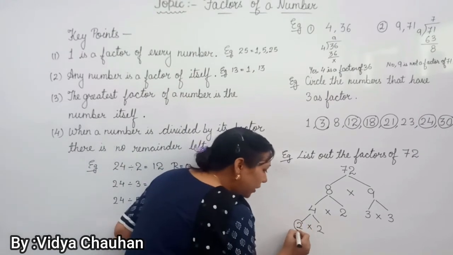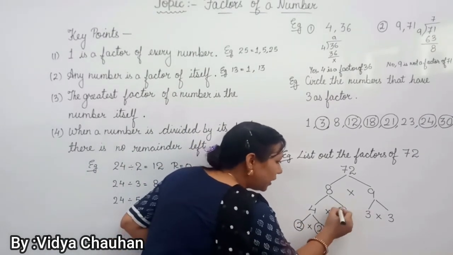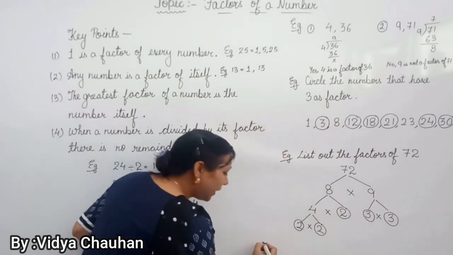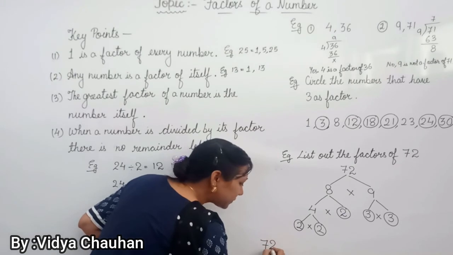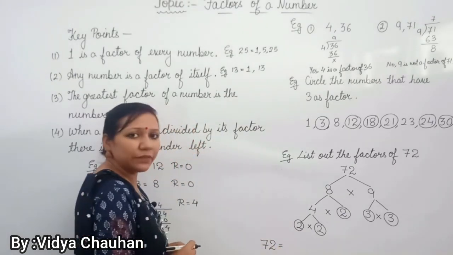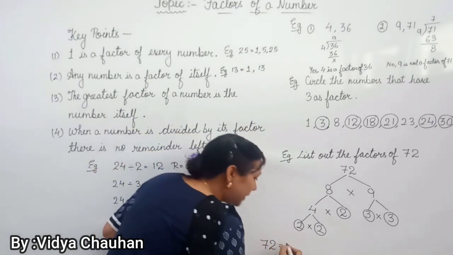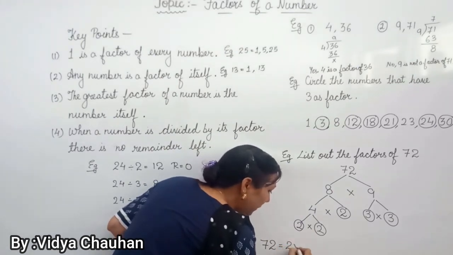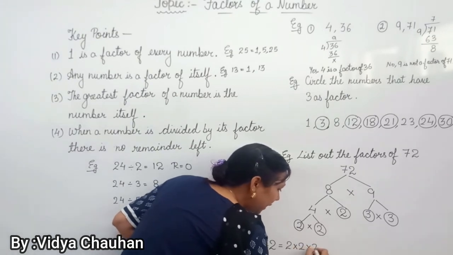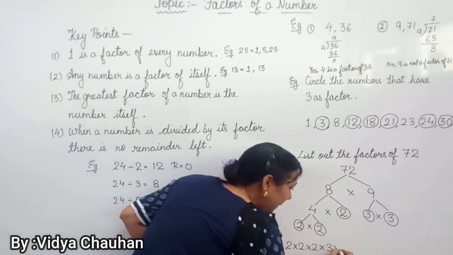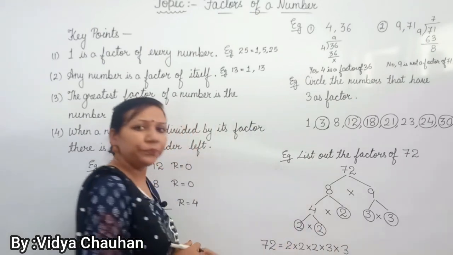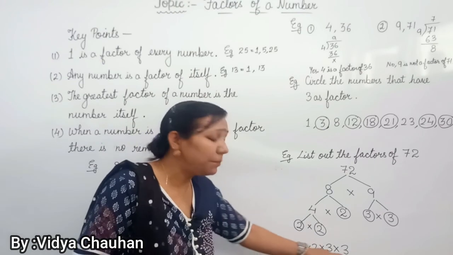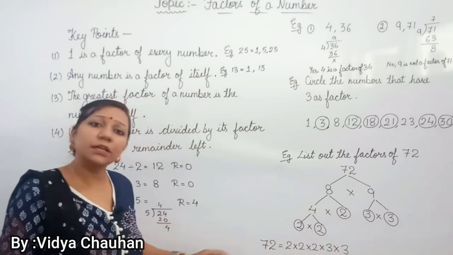What you can do here, you can just encircle it so that it will be very clear that these are the factors. So let us write the factors of 72. So the factors of 72 are, you can write it in this format also, that factors of 72 can be 2 multiply by 2 multiply by 2 multiply by 3 multiply by 3. This is one method of writing the factors by factor tree method. So these are the factors of 72.